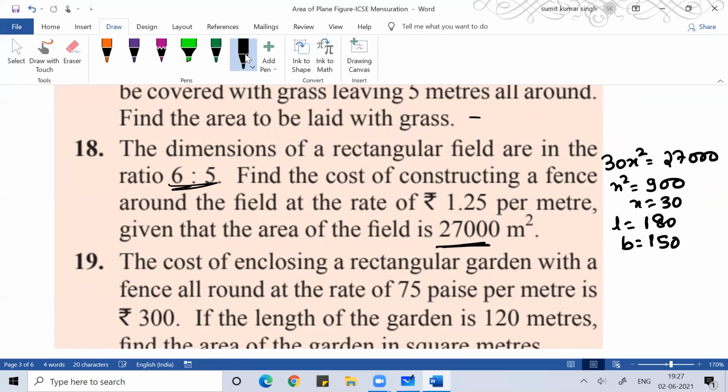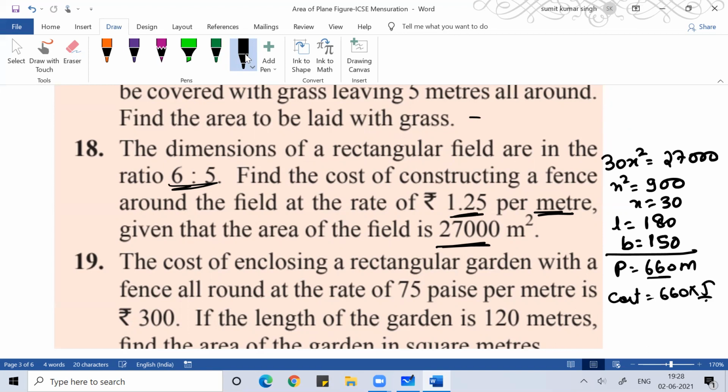So the perimeter will be 660 meter. The perimeter is 660 meters, and the cost will be 660 into the rate per meter. The rate per meter is 5/4 rupees, so what will the cost of 660 be?